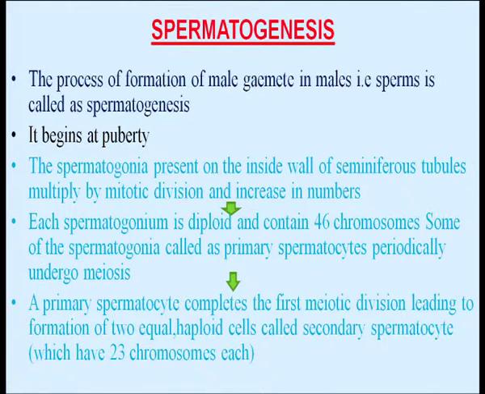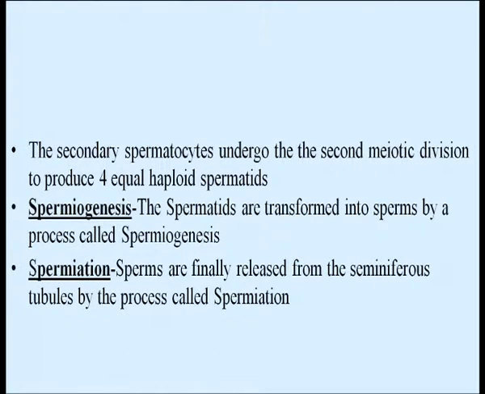A primary spermatocyte completes the first meiotic division, leading to formation of two equal haploid cells called secondary spermatocytes, which have 23 chromosomes each, that is, they are haploid. These secondary spermatocytes undergo the second meiotic division to produce 4 equal spermatids. These spermatids are transformed into sperms by a process called spermiogenesis. Sperms are finally released from the seminiferous tubule by the process called spermiation.